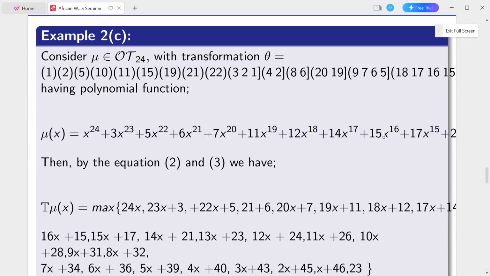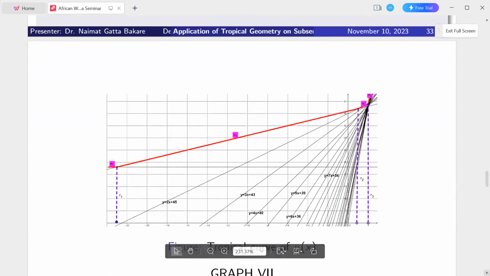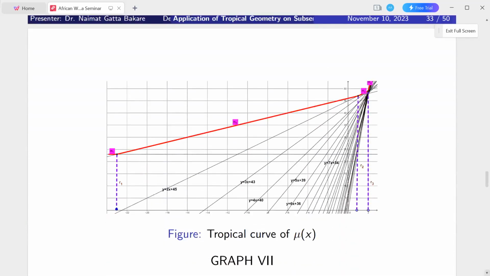By virtue of definitions 2 and 3, we are able to take their polynomials, the tropical polynomial, and we have this as our tropical polynomial, and we use our tropical polynomial to get this graph. So look at this graph. Looking at this graph now, we can see that all these dotted lines are the roots we obtain. So we have 3 roots in this graph, and we have our slopes M1, M2, M3, and M4.